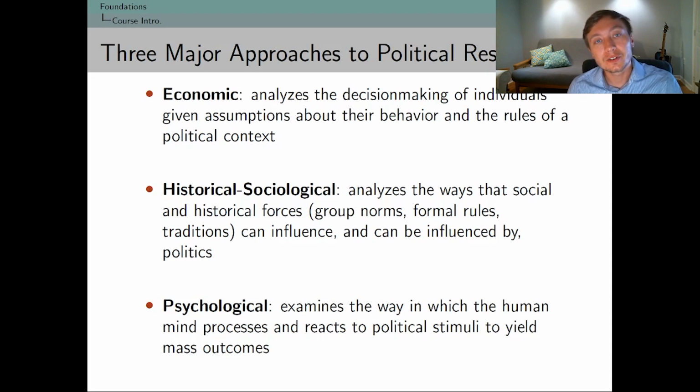And then finally, the third one that we can think about is one that I use very often in my own research, that is the psychological approach. And this approach is really thinking about the way that your brain reacts to the world of politics, how political stimuli are processed and understood by the human brain, given its inherent limitations and its inherent wacky ways of being. So these are three potential approaches to the study of politics that many contemporary scholars work under.